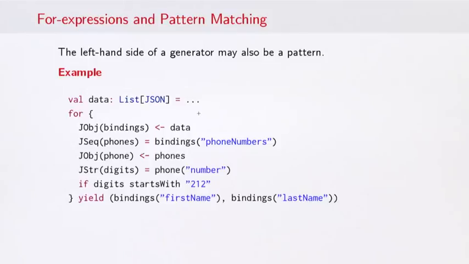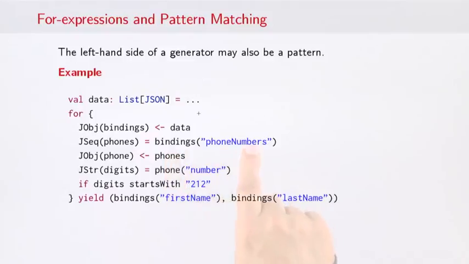So one thing that we haven't seen yet is that the left-hand side of a generator in a for expression can also be a pattern, not just a simple variable. An example of that you see here. It's a query over JSON data. We are given a list of JSON objects in this data value. And what we do now is we step through the data. We match on all JObjects that contain some bindings. So we would, in that case, discard any other JSON values like sequences or strings that appear on top level here. We then look at the phone numbers binding in bindings.